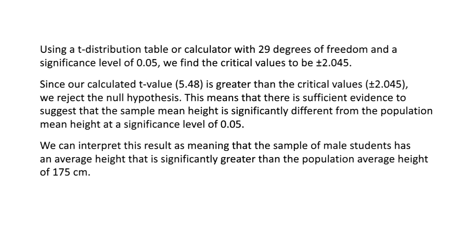Using a t-distribution table or calculator with 29 degrees of freedom and a significance level of 0.05, we find the critical values to be plus or minus 2.045. Since our calculated t-value, 5.48, is greater than the critical values, plus or minus 2.045, we reject the null hypothesis. This means that there is sufficient evidence to suggest that the sample mean height is significantly different from the population mean height at a significance level of 0.05. We can interpret this result as meaning that the sample of male students has an average height that is significantly greater than the population average height of 175 centimeters.